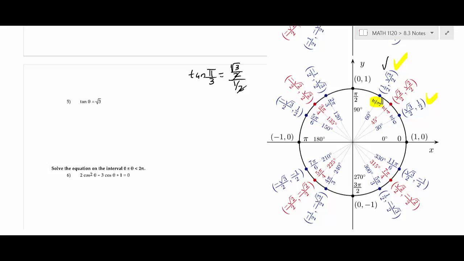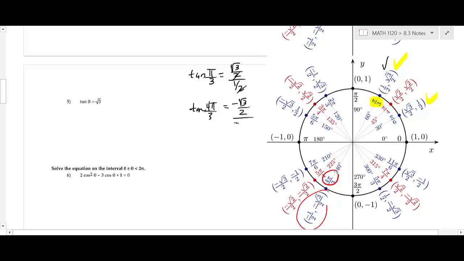Okay, so the idea with this is if you look at this point right here at 4 pi over 3, here's what happens. If you do the tangent of 4 pi over 3, it's easy to see. You would just have negative root 3 over 2 divided by negative 1/2. Same thing happens, and the negatives cross out. So there's actually two answers. There's pi over 3, and there's 4 pi over 3. And if I wanted you to solve on the interval 0 to 2 pi, that would be your two answers.